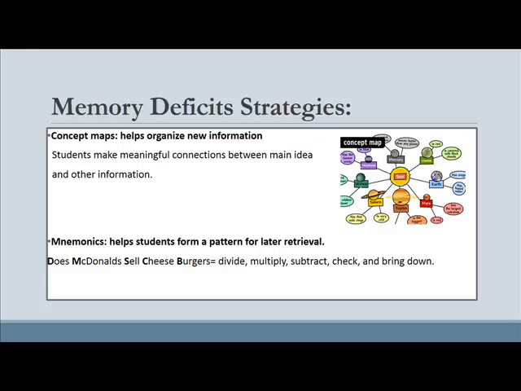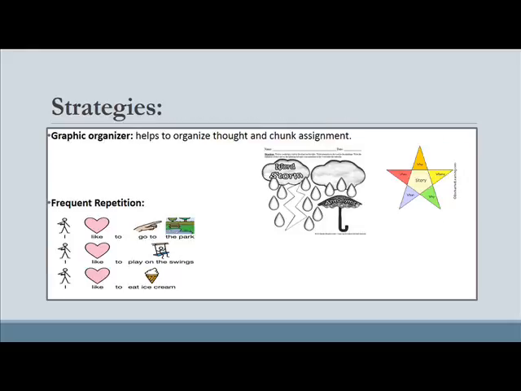Concept maps help organize the information. Students make meaningful connections between the main idea and other information. Mnemonics help students form a pattern for later retrieval. Using graphic organizers helps to organize thoughts and chunk assignments. Using frequent repetition is also good to use in all different areas and subjects.